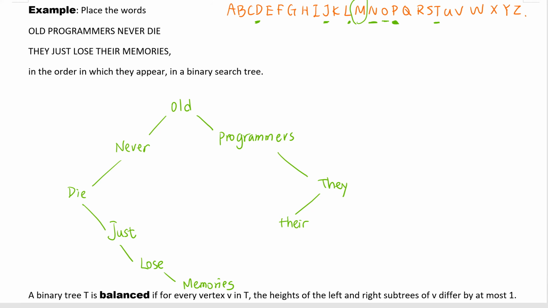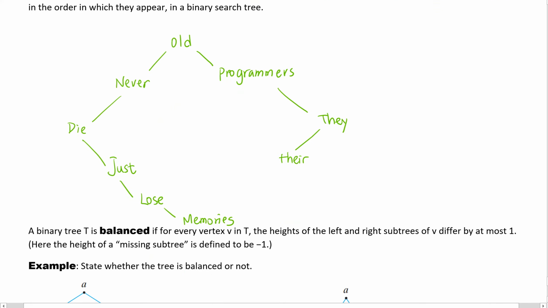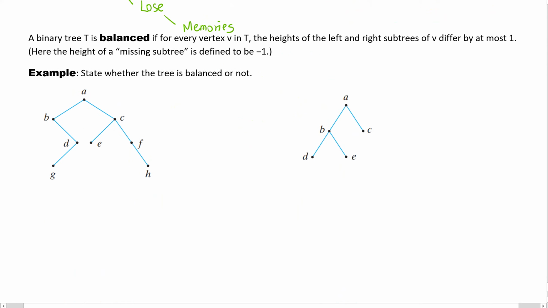Let's continue. A binary tree T is balanced if for every vertex V in T, the heights of the left and the right subtree differ by at most 1. Here, the height of a missing subtree is defined to be -1. So far so good, everybody.